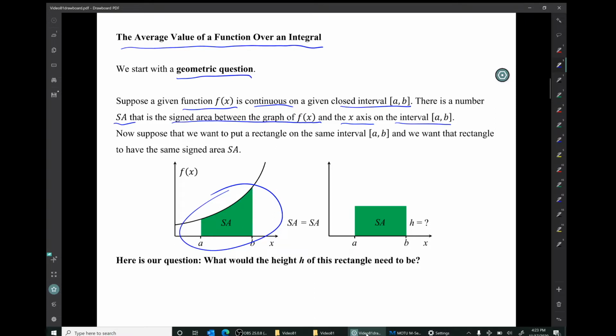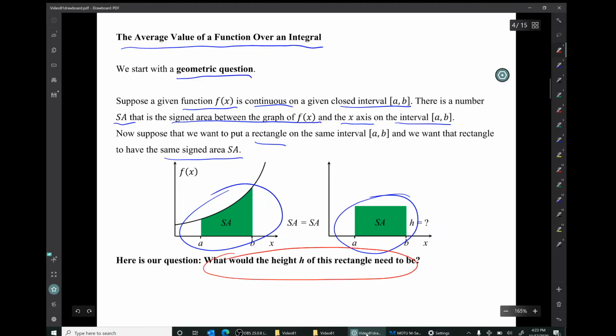Now suppose we want to put a rectangle on the same interval, and we want that rectangle to have the same signed area. The question is this: what would the height of this rectangle have to be? We know its width because we're putting it on that same interval. But the question is, what would the height h of this rectangle have to be? So that's our geometric question.